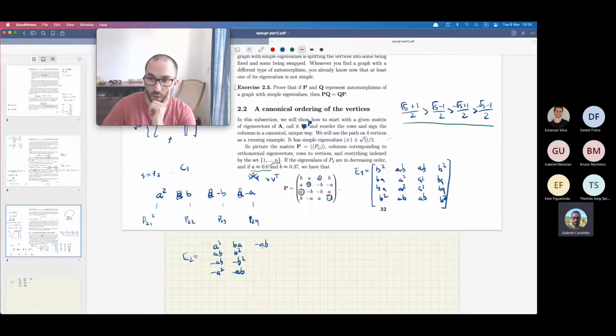This is harder than it seems. Minus BA, minus B squared, AB, and then minus A squared, AB minus AB, and A squared. Oops, like that. Yes, there's a minus here. Yes, and so on, right? So you write this is E1, E2, E3, and so on, and then you also write E4.